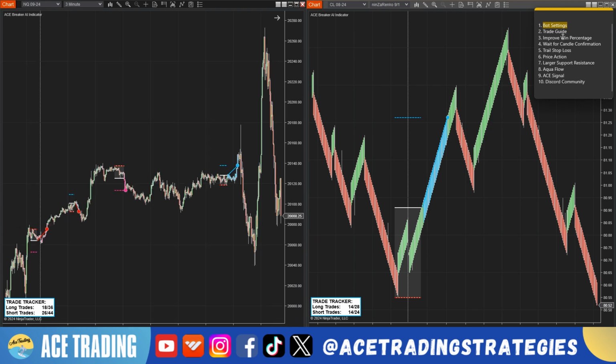Let's talk about the buy settings. Let's talk a bit about the trade guide. The trade guide is just going to track based upon these settings here. So if you were to change those settings, it will change those values there. How do we improve that win percentage? How do we improve it?